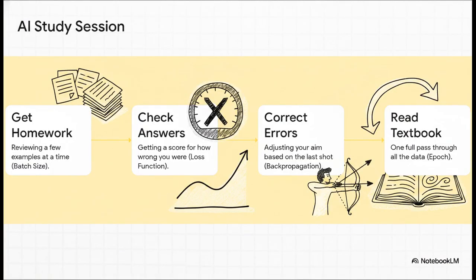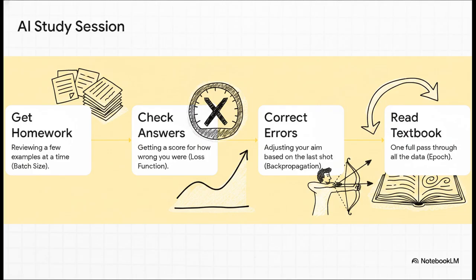Let's break down an AI study session. First, it gets its homework, but it doesn't try to cram everything at once. It just reviews a small batch of examples at a time. Second, it checks its answers using what's called a loss function, which is really just a score for how wrong it was. Third, and this is the key to learning, it corrects its mistakes using backpropagation.